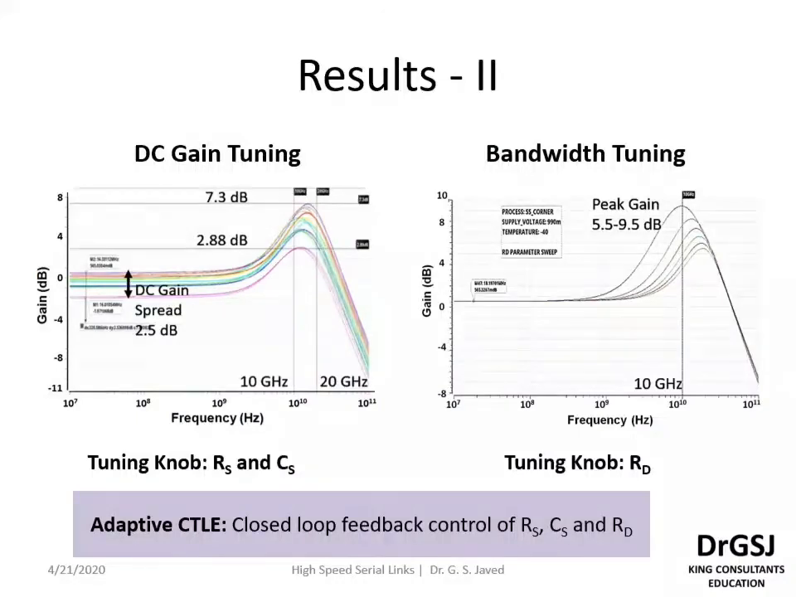We observed that there is a DC gain tuning spread of up to 2.5 dB, and the peaking gain was between 3 dB to 7 dB for the 10 to 20 gigahertz range. The tuning knobs used for these were the RS and CS. To tune the bandwidth, we found that the peaking gain could be moved from 5.5 dB to 9.5 dB at 10 gigahertz. And the tuning knob for this would be the RD variation.